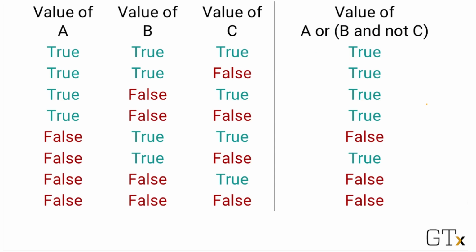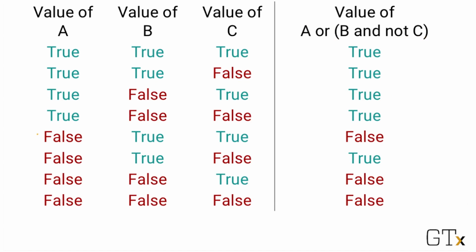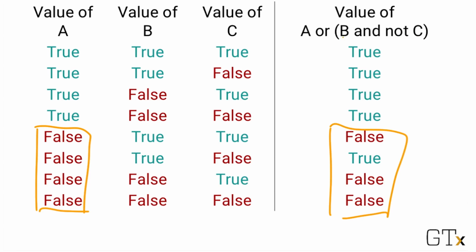And in fact, we can go ahead and generalize that. Because our statement starts with A or something else, then as long as A is true, then the result will be true. So we see that for all the rows that have a true value for A, our result is also true. So we can jump down to the bottom half instead. In the bottom half, A is always false. And so the only way for the statement to be true is if the second half of that OR is true. The OR is true if either the left or the right side is true. So if A is false, then the parentheses must be true for the statement to be true.